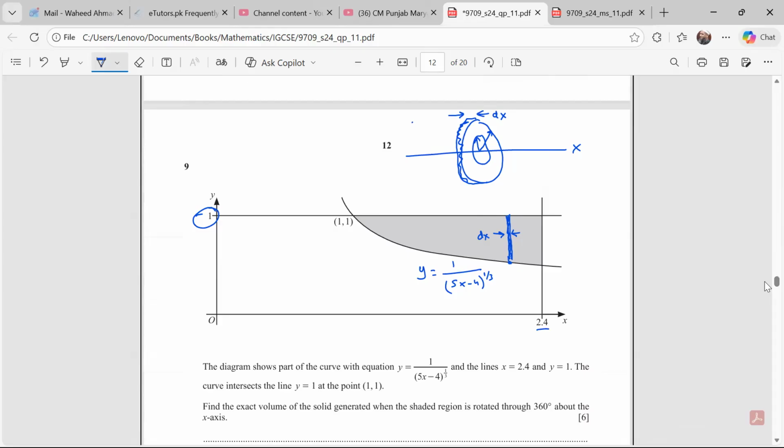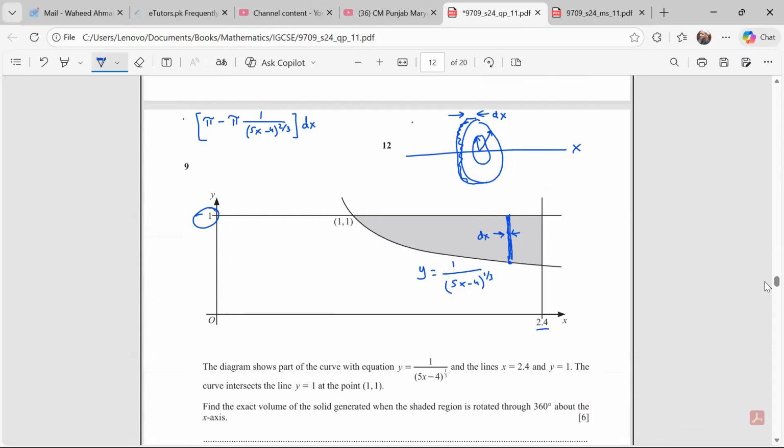First of all, let's find the area of this surface. The bigger circle is pi r squared and r is 1, so this is just pi times 1 squared, and minus the smaller one, which is pi times (1 over (5x minus 4)) to the power 1/3, squared. When I square it, the power becomes 2/3. This is the area of this disk, and when I multiply it by dx, it becomes the volume of this thin disk.